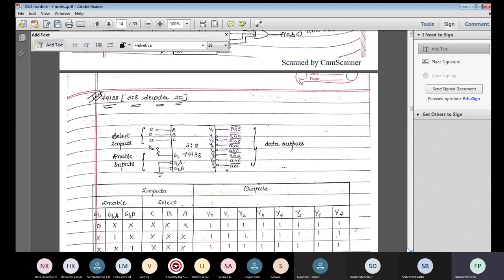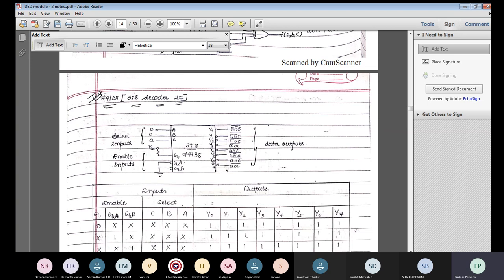In the same way, 74138. Sometimes they will not tell you that it is 2-to-4, they will just say using 74138 you have to realize, or using 74139 you have to realize. So you should know that 74139 means it is a dual 2-to-4 decoder, and when it is 74138, you should know that it is 3-to-8.